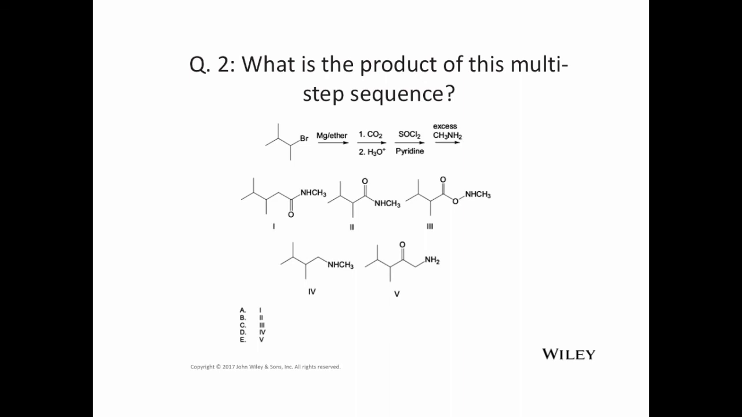Here for our question 2, we have a multi-step sequence. So see if you can follow each of these reactions and figure out what your final product would be. So you're going to react this with magnesium. I'll give you a hint. That's going to form a Grignard. And then what happens when you form a Grignard? When you react a Grignard with CO2, followed by acid workup, and then whatever that is, you react it with SOCl2, and then whatever that product is, you react it with excess methylamine.